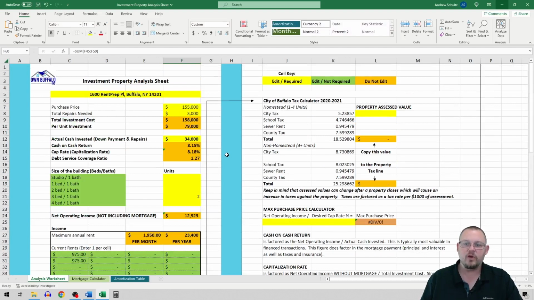Cash-on-cash return is pretty straightforward. This is typically most valuable in a finance transaction where you're dealing with financing, where you want to factor in that mortgage, as well as the taxes and the insurance on the property.